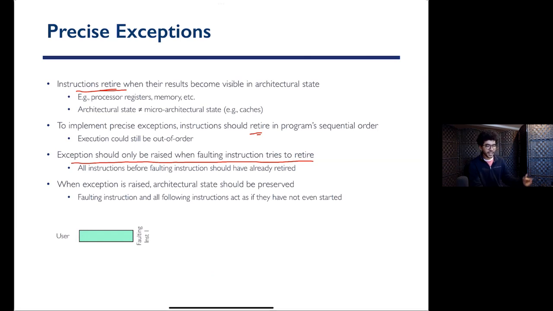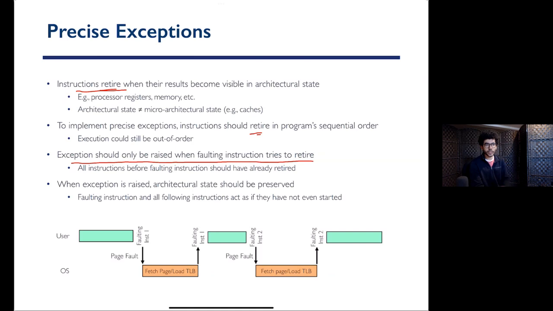So basically, at the end of the day, this is how it's going to be. The user executes instructions. At some point, a faulty instruction causes an exception. Then we go to the operating system. We take care of that exception. Then we're going to go back to the same instruction that caused the exception, and then this cycle is going to continue.